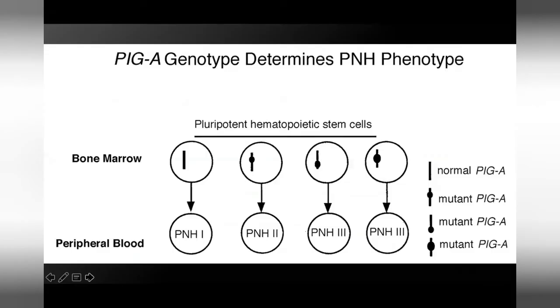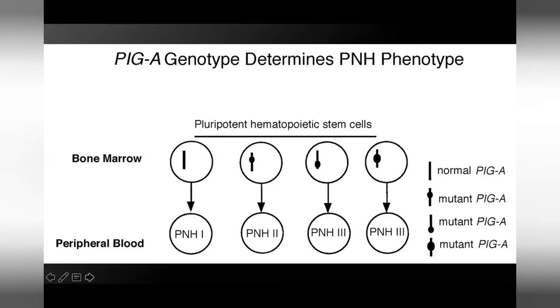So one thing you need to remember here is that PNH is a disease in which you observe phenotypic mosaicism, because the mutation which occurs in the pluripotent hematopoietic stem cells, that is the PIGA gene mutation, may not be the same in all the cells of the hematopoietic lineage.